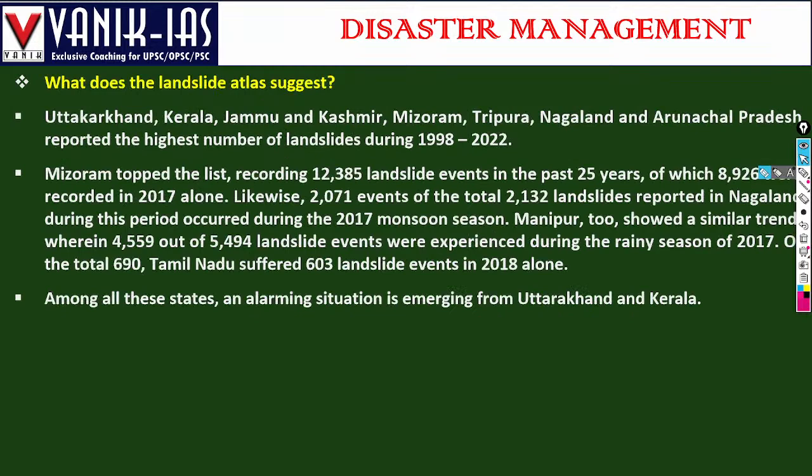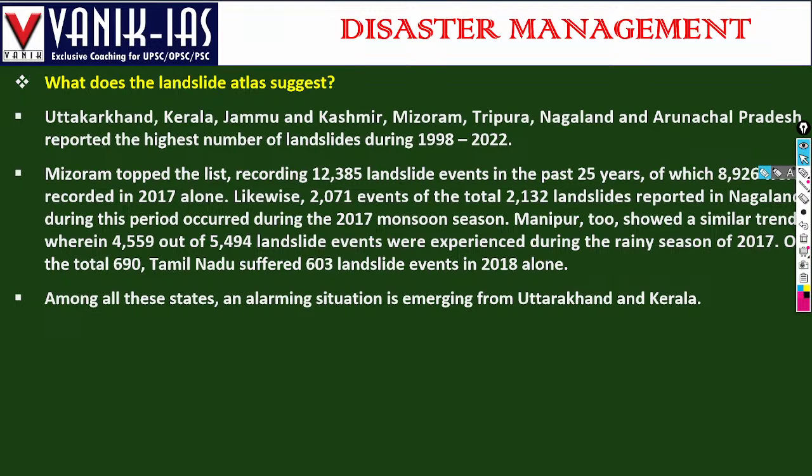What does the landslide atlas suggest? Uttarakhand, Kerala, Jammu Kashmir, Mizoram, Tripura, Nagaland, and Arunachal Pradesh reported the highest number of landslides during 1990 to 2022. Mizoram topped the list, recording 12,385 landslide events in the past 25 years, of which 8,926 were recorded in 2017 alone.